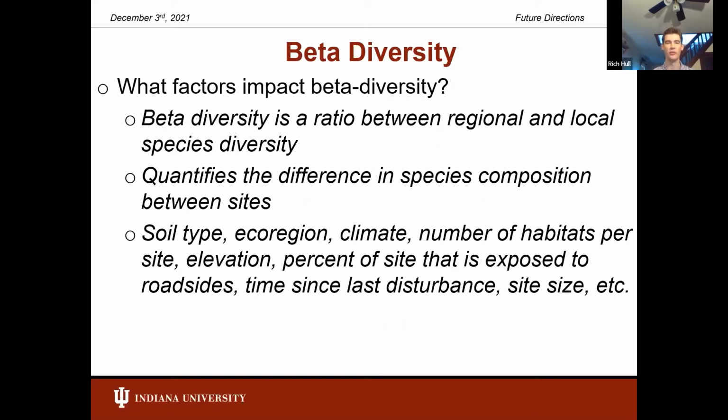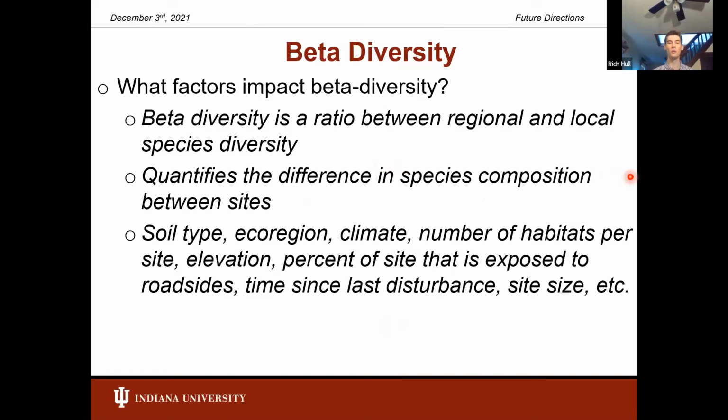Moving on to beta diversity. Before, I mentioned this, but I didn't explain what beta diversity is. Beta diversity is simply a ratio between regional and local species diversity. So it quantifies the difference in species composition between sites.